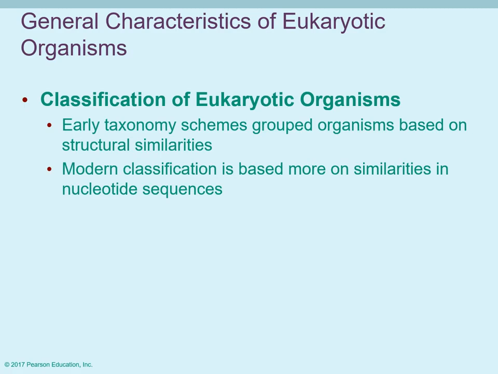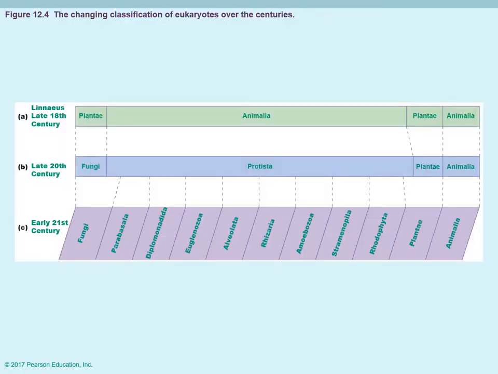In terms of classification of eukaryotic organisms, initially they were based on structural similarities, and then for modern classification we've had to go back because of our increased knowledge with DNA, and we now base the classification schemes more on the DNA sequence. The idea is that the more similar you are, the more similar your DNA should be. So this is just showing you that, yes, the field of taxonomy, which is the field of classification, has gone through a lot of different changes as to basically where do we put different organisms.